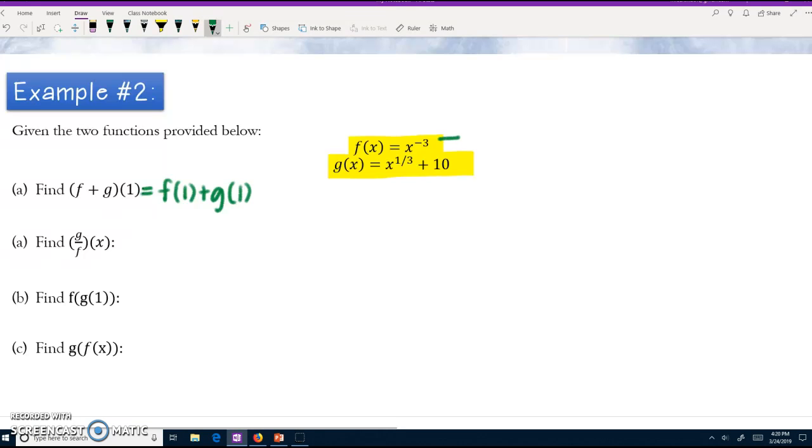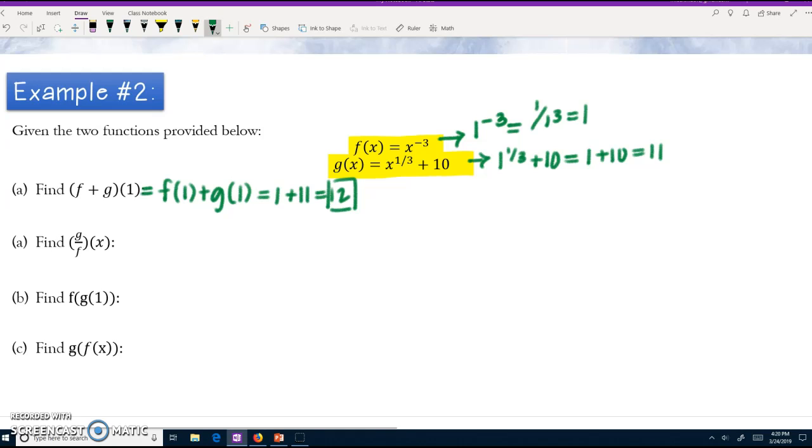If I do that, f of 1 is the same thing as saying 1 to the negative third power, and a negative exponent just means I move it to the bottom. So I'll have 1 over 1 cubed, which is still 1. So this is going to be a 1 plus. If I plug in to get g of 1, that will be 1 to the 1/3 power plus 10. 1 to the 1/3 power is still just 1. So 1 plus 10 is going to be 11. So g of 1 is 11, and this result here is just going to be 12. So a pretty easy one there.